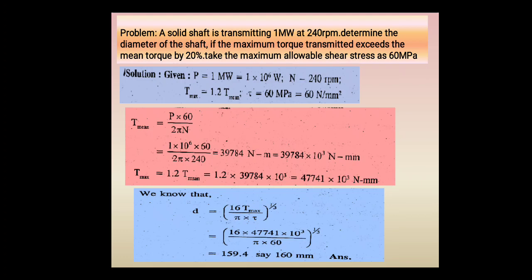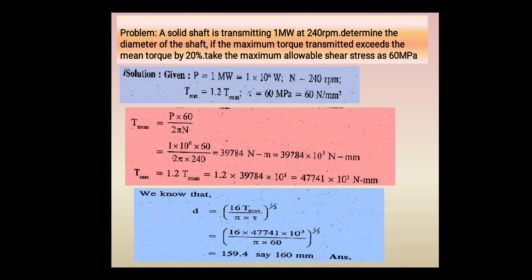And allowable shear stress is given as 60 megapascal, that is tau, you know already very well. 60 megapascal, that is 60 Newton per mm square, you have to write in terms of mm. So here we need to find the diameter of the shaft. The only thing is that, similar to the other two problems, some percentage is given, and like that we have to use it.